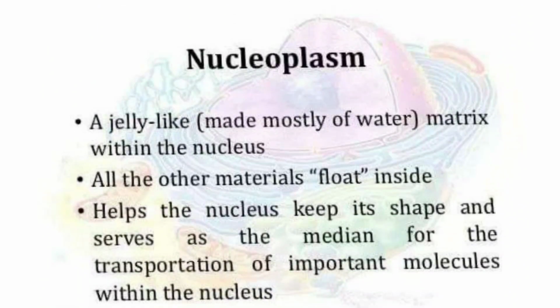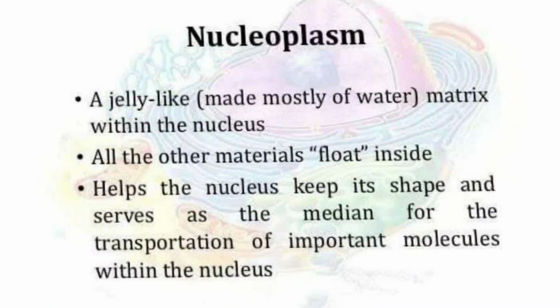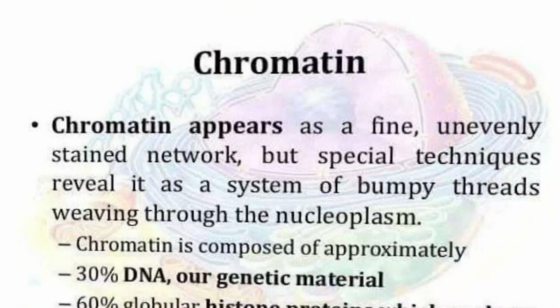Nucleoplasm is a jelly-like matrix made mostly of water within the nucleus. All the other material is floated inside. It helps the nucleus keep its shape and serves as the medium for the transportation of important molecules within the nucleus.